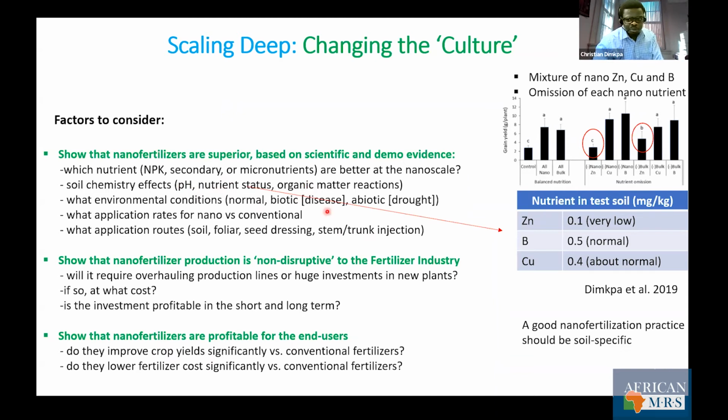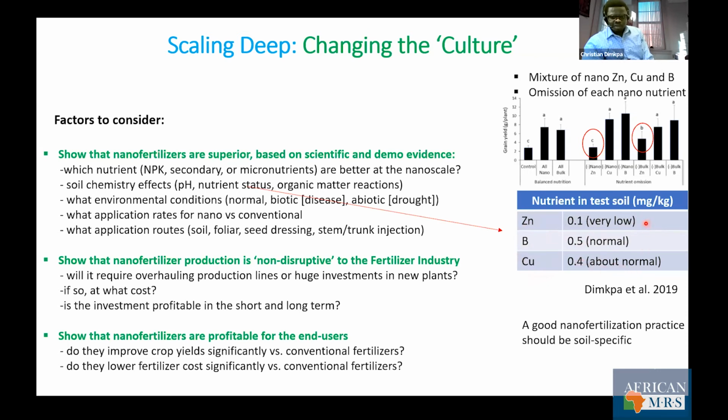I'll give you this example here. This soil here contains zinc at 0.1 ppm. So this zinc content is very low. The same soil contains boron at 0.5 ppm, which is normal for boron in most soils. The same soil contains copper at 0.4 ppm, which is about normal for most soils.